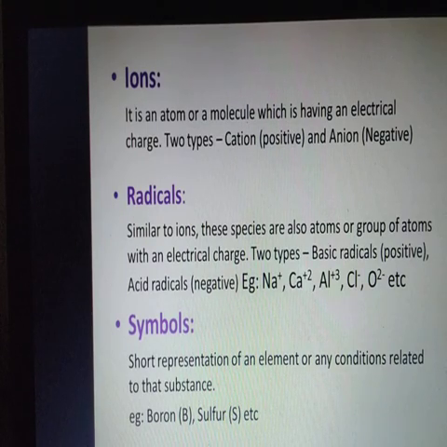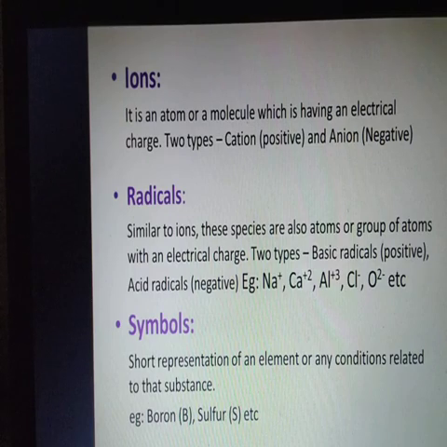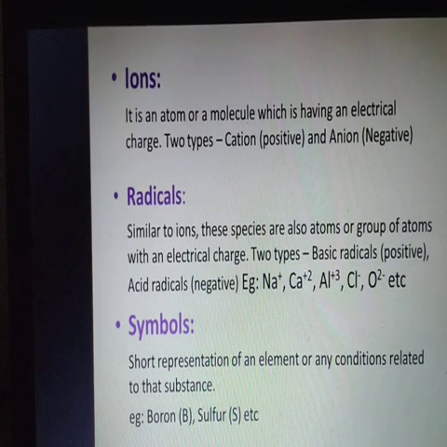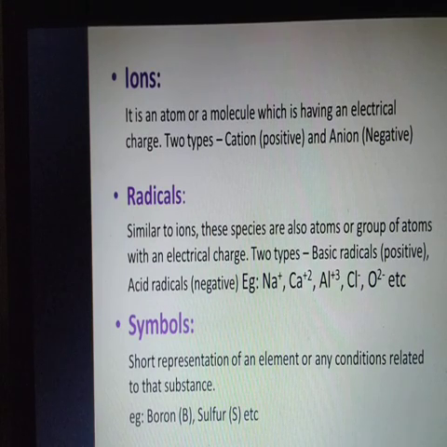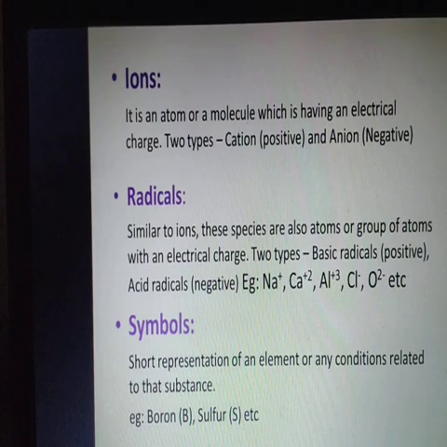The next term is ions. Ions are atoms with electrical charge. They can be atoms of one element, one type of atom, or two types of atoms coupled together, two or three atoms together making up one single ion. So ions are atoms or molecules with a charge. What type of charge? Positive and negative, simple. Positive charge, cations. And negative charge, anions.